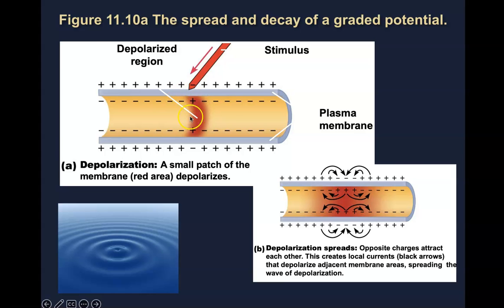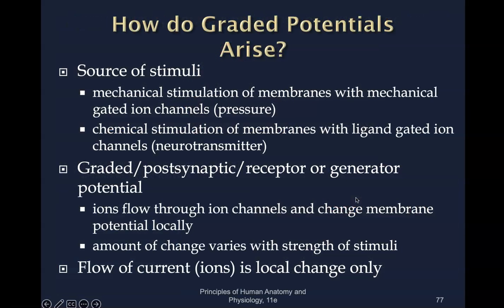As sodium rushes in, it's going to cause a very localized change, or depolarization, in the interior of the cell in that area. And so then we'll talk a little bit about how that depolarization is passed on. So how do graded potentials arise?